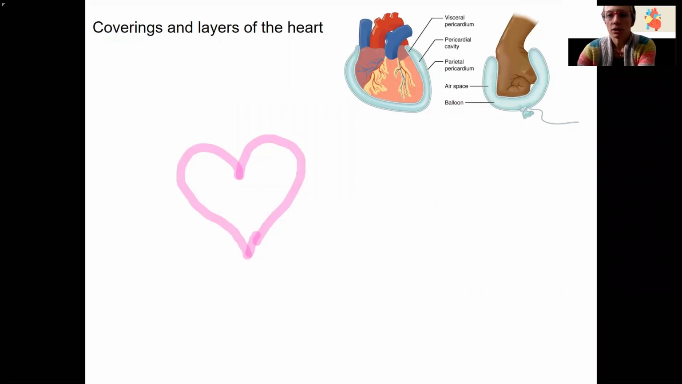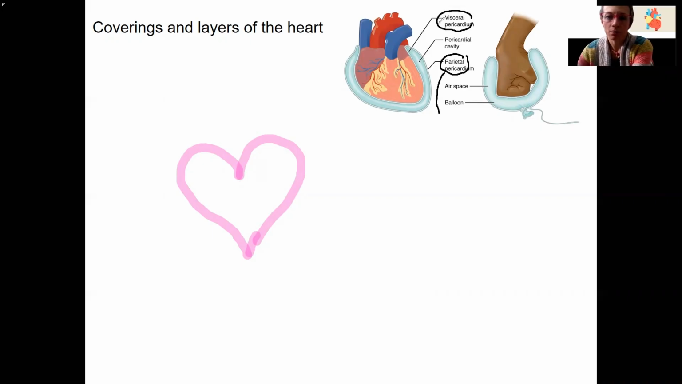What I want to do in this video is tell you about both the layers that cover the heart and that make up the heart tissue itself. And you'll see why these are related. So first, I want to remind you of this analogy that the heart is basically in this balloon, and the two layers that directly surround the heart are going to be the visceral pericardium and the parietal pericardium.